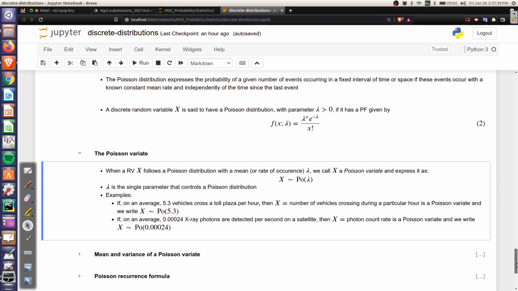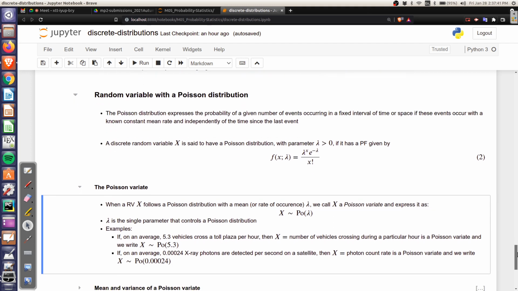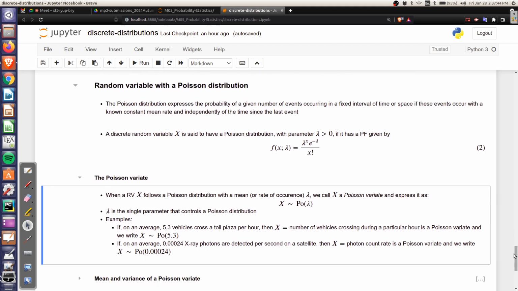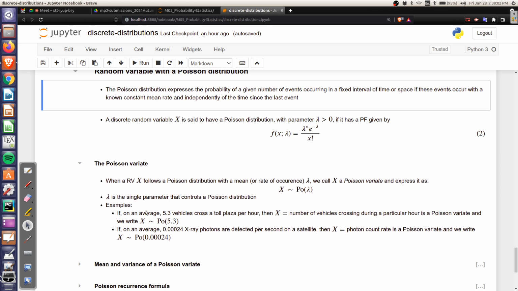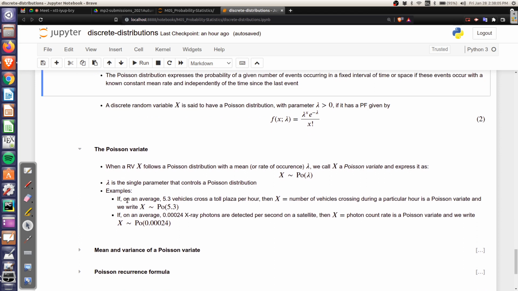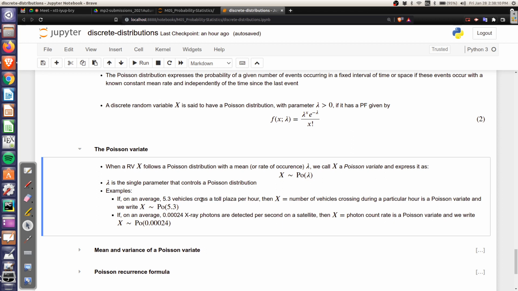So now coming to the example that I was talking about. Now listen carefully, this is where I'm going to explain this line. A Poisson distribution expresses the probability of a given number of events occurring in a fixed interval of time or space. So remember, whenever you have a fixed interval of time or space, that means we are talking about a Poisson distribution. An example: let us say on a highway there is a toll plaza, and you are curious and start counting the number of vehicles that cross the toll plaza.